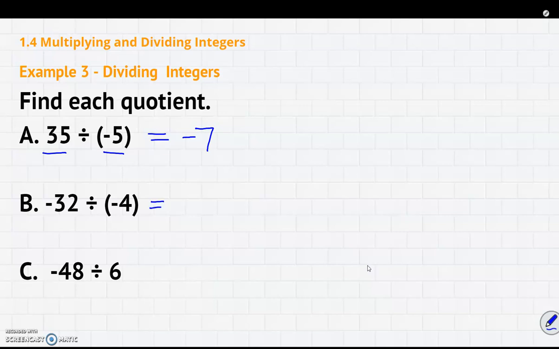In example B, -32 divided by -4. Well, I know 32 divided by 4 is 8. Okay, and I have to decide, is it a positive 8 or -8? Well, I have a -32 and a -4. They have the same signs, so same signs means positive answer. And lastly, in C, -48 divided by 6. Well, I know that 48 divided by 6 is 8. Okay, and I have a -48 and a positive 6. They have different signs, so my answer is negative.